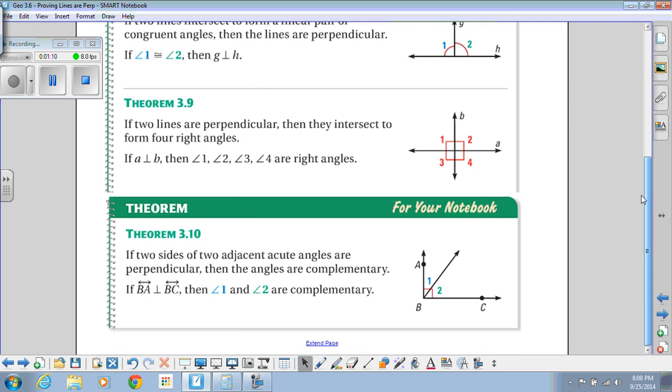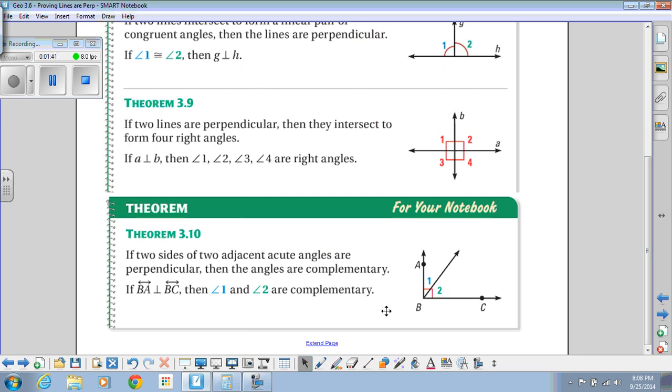The second theorem is saying that if we know two lines are perpendicular, then they're going to form 4 right angles. And that kind of makes sense too because of linear pairs. If we know linear pairs are supplementary and this is 90 degrees, then this one has to be 90 degrees, and this one does, and this one does. So all of those make sense because of linear pairs, and you can even use vertical angles as well to show that that makes sense.